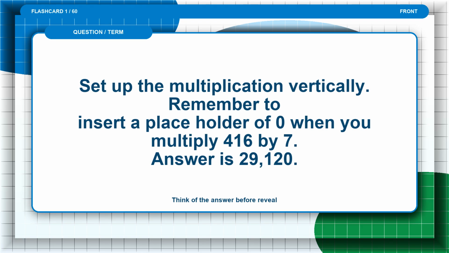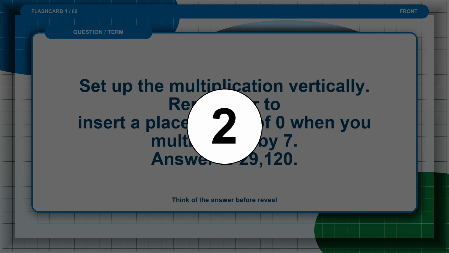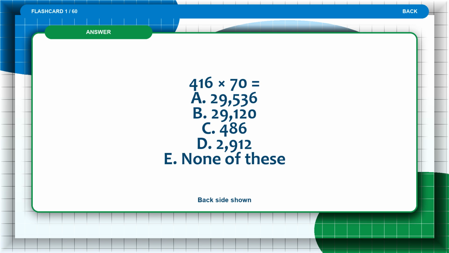Flashcard 1. Set up the multiplication vertically. Remember to insert a placeholder of 0 when you multiply 416 by 7. Answer is 29,120. Think of the answer before the reveal. The answer is 416 times 70 equals: A, 29,536; B, 29,120; C, 486; D, 2,912; E, none of these.